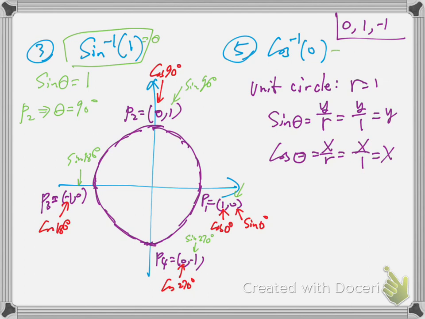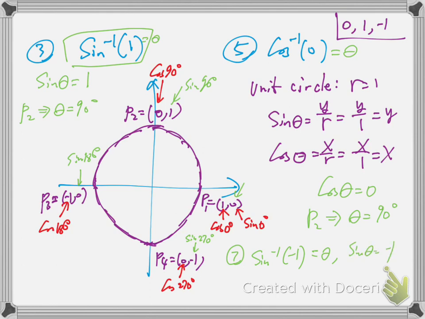Now cosine is 0. So this is cosine inverse of 0, which means cosine theta is 0. Which one gives cosine theta is 0? It's still the same point P2. So that gives us theta is 90, right? If they said, let's find sine inverse, so let's add a number 7: sine inverse of -1. If this is the theta, we got sine theta is -1. Which one in this picture gives us sine is -1? 270, right? P4 gives us sine 270 is -1, so theta is 270. So this is the special case.